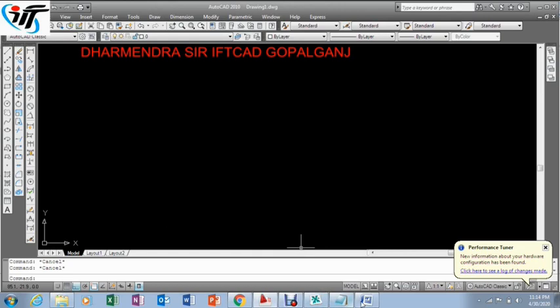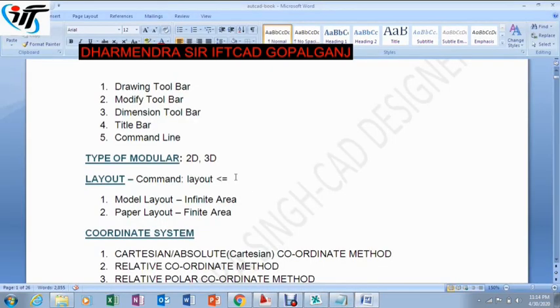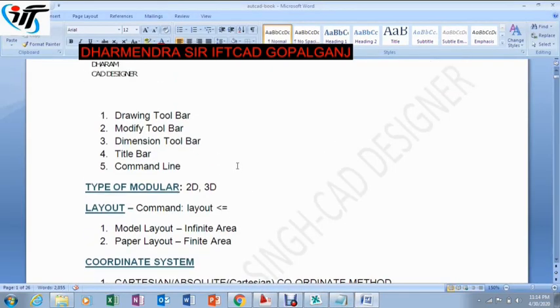Here we have already discussed the drawing toolbar, modify toolbar, which are basic requirements for AutoCAD, the dimension toolbar, etc. There is also the title bar and the command line. The command line is where we put the initial letters of a command. It can be shown and hidden using Control+9.